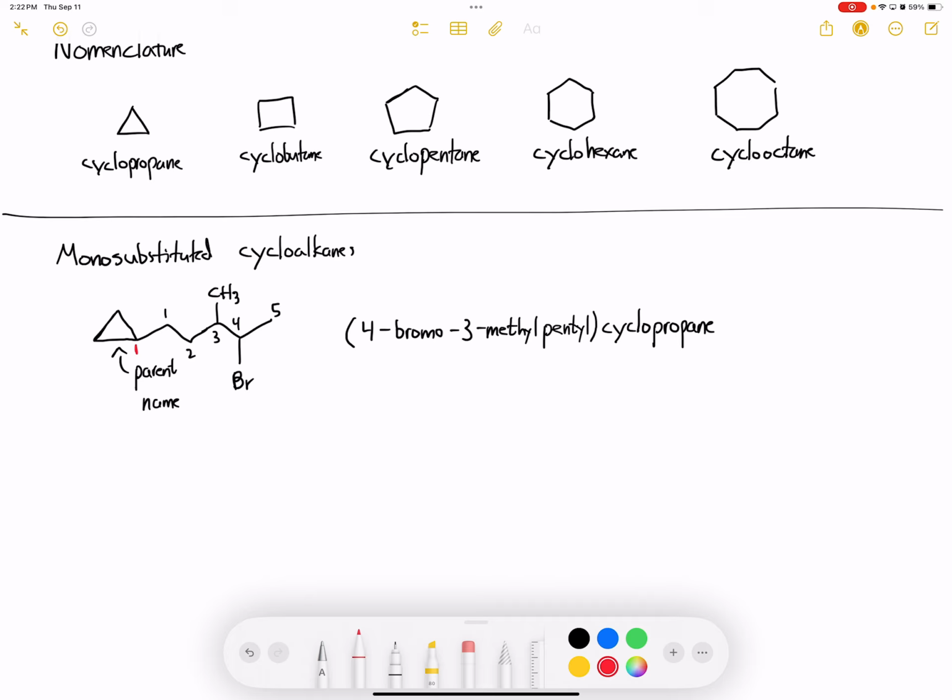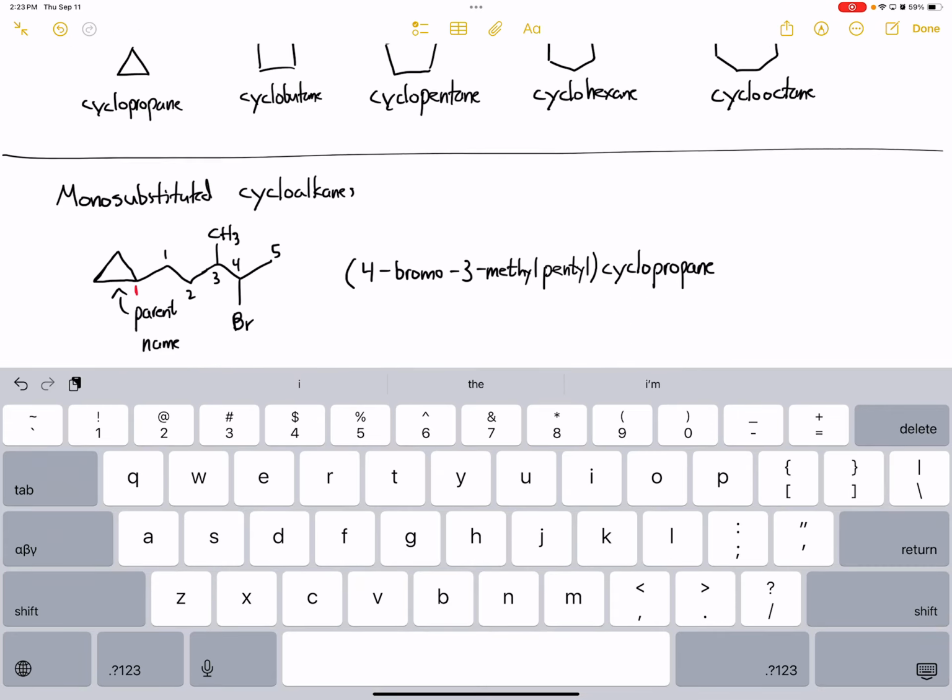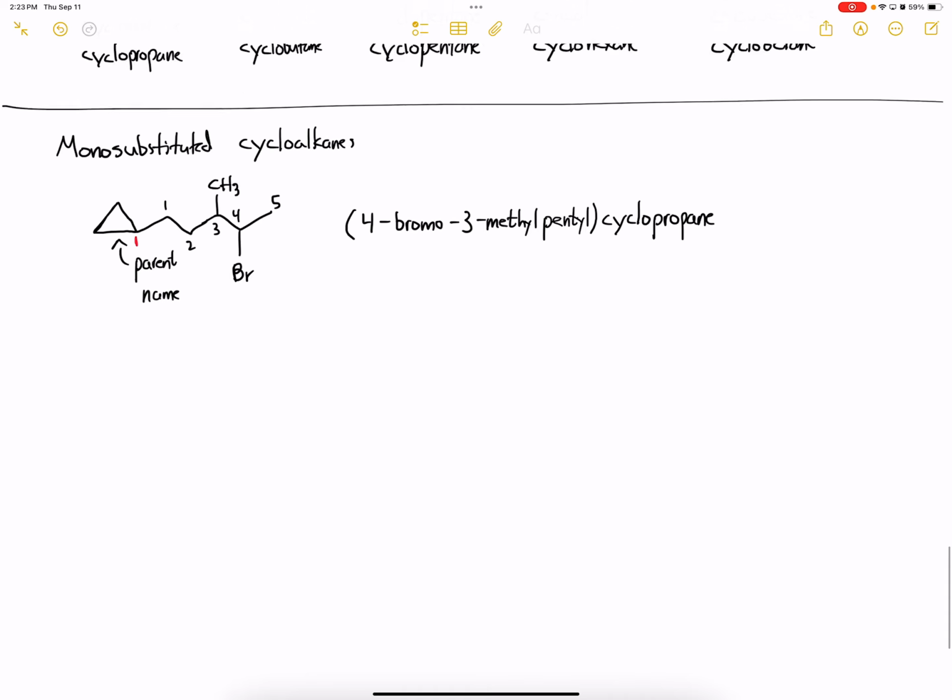So it's reversed, yes. Can you review why it's pentyl, not pentane? Right, so remember, the parent name is not the alkyl chain, it's the ring, so cyclopropane. So this group right here, that is just a substituent. So that's why it's pentyl. That's part of the substituent name. Good. All right. Any other questions about that?